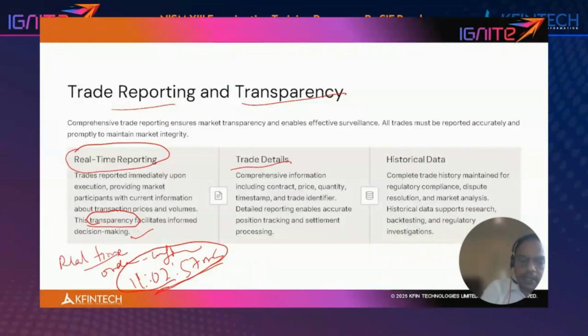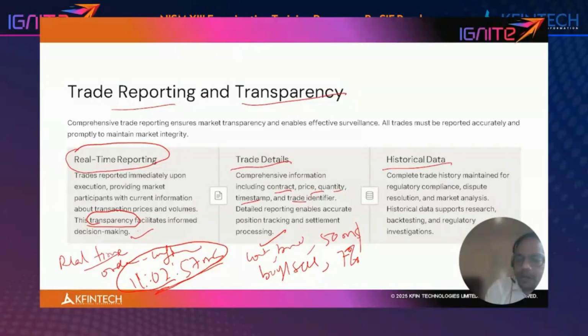Trade details: comprehensive information including contract price, quantity, timestamp, as I mentioned, trade identifier. Detailed reports enable accurate position tracking and settlement processing. Trade details means who was the counterparty, who was the broker, what amount I purchased the bond for, what time, whether it's a buy or a sell, what yield I got the bond at. Example.